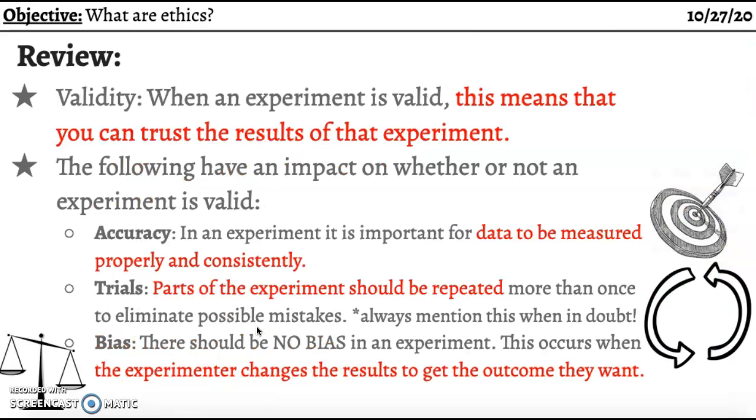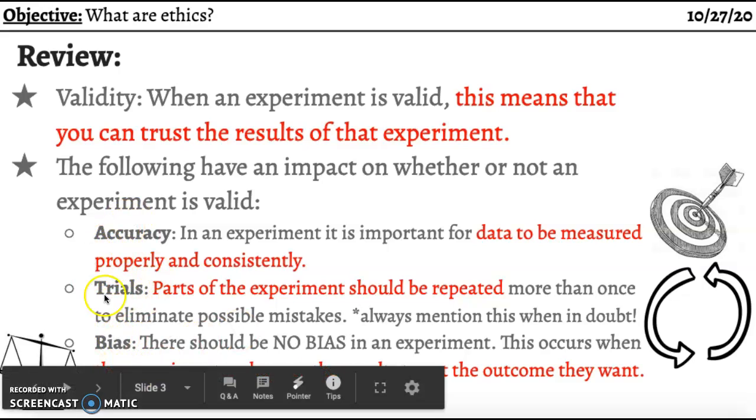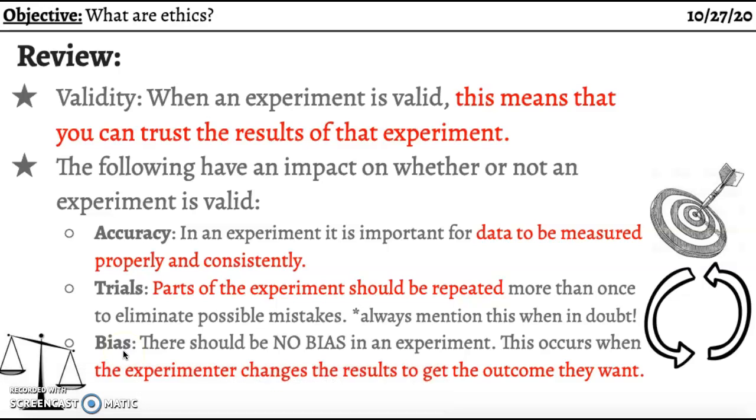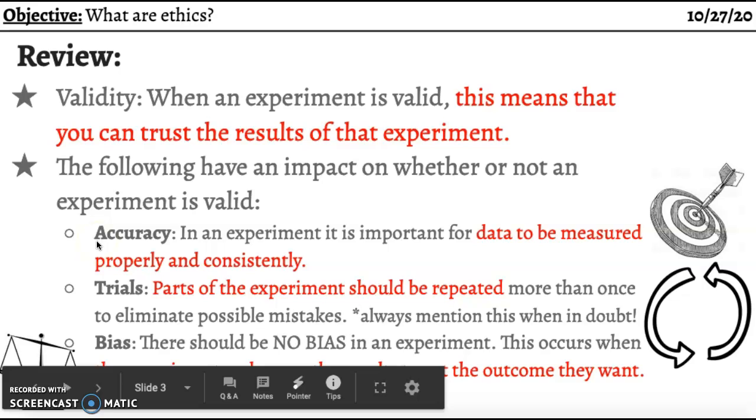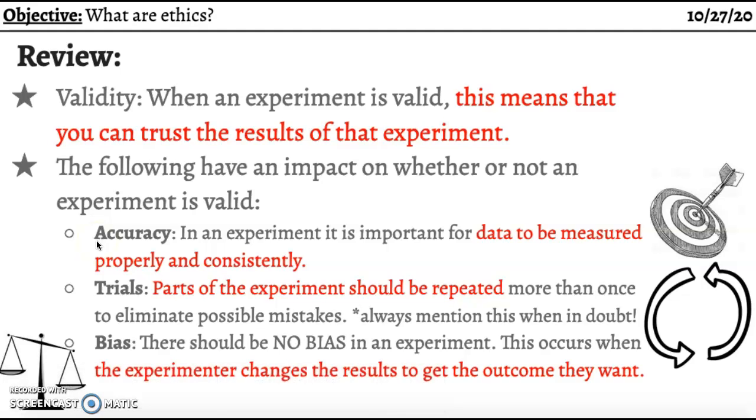So an experiment is valid when you can trust the results of the experiment. And there are three factors that you should consider when talking about how valid an experiment is. So when you consider accuracy, in an experiment that is accurate, the data is measured properly and consistently. If you're measuring temperature, you're not going to put your hand to somebody's forehead and guess that their temperature is 100.83 degrees Celsius or Fahrenheit. That's not accurate.